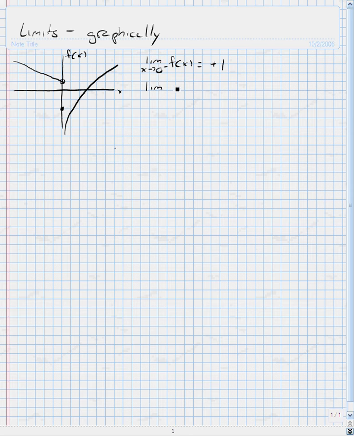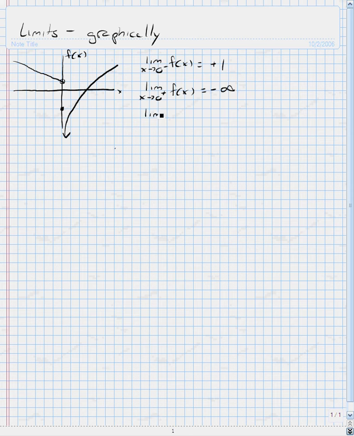Next, the limit of f of x as x approaches 0 from the positive side or from the right. So we find x equals 0 and approach it from the right, the positive side. And it just keeps on going down. It'll keep on going down this way. Now, although it'll never get to x equals 0, it'll get really close. But it'll keep on going down to negative infinity.